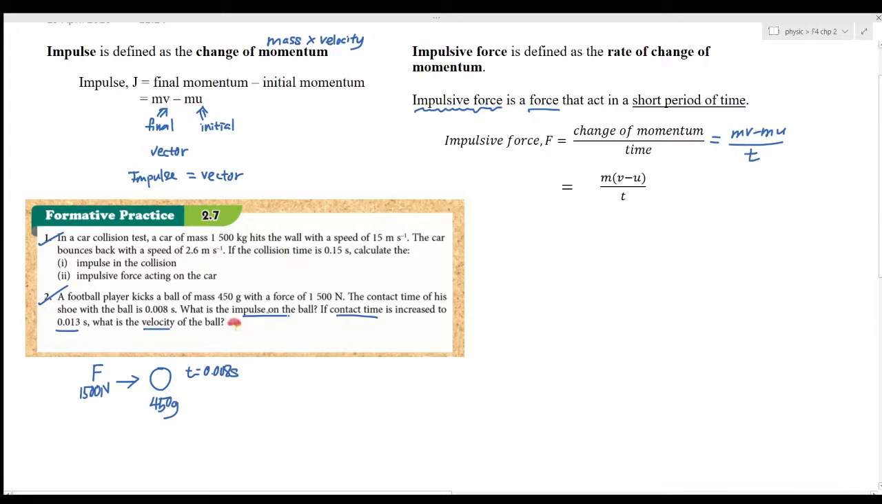So we find out the impulse on the ball first. Impulse is the change of momentum. But in this question, the initial velocity and the final velocity are not given. The information given is the force and the contact time. But we know that the impulsive force is equal to the change of momentum over time. The change of momentum actually is the impulse. Hence, the impulse will be equal to the force multiplied by time, which is Ft. So we can find out the impulse.